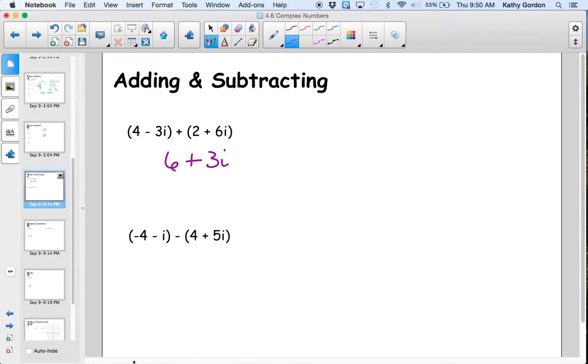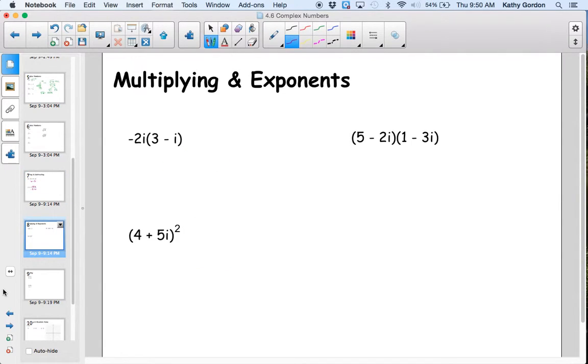Okay? How about for subtraction? What am I going to end up with? Good. Just remember to distribute that negative to both the real and the imaginary part. Okay? So what your gut tells you should work is what's going to work. The i is going to work just like an x would or a w would if it was a variable. We're just combining like terms. Same thing for multiplying. We can FOIL, we can distribute, just like we do with variables.